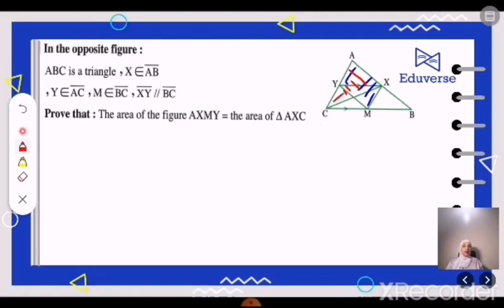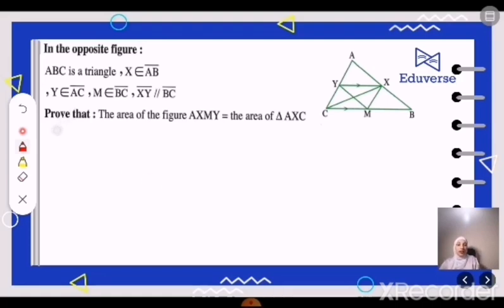As you can notice here, there is a common part between them, which is the triangle AXY. We can just not talk about it and try to talk about the parts XYM and XYC. As you can notice, there is a common base between them, which is XY, and they are between two parallel lines. Then I can say they are equal in area.